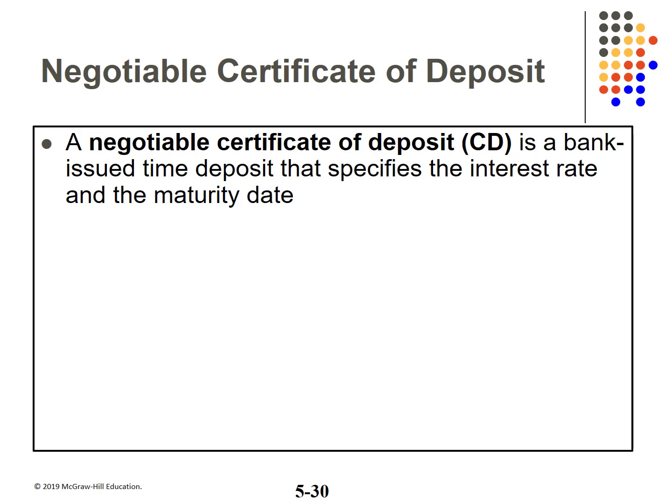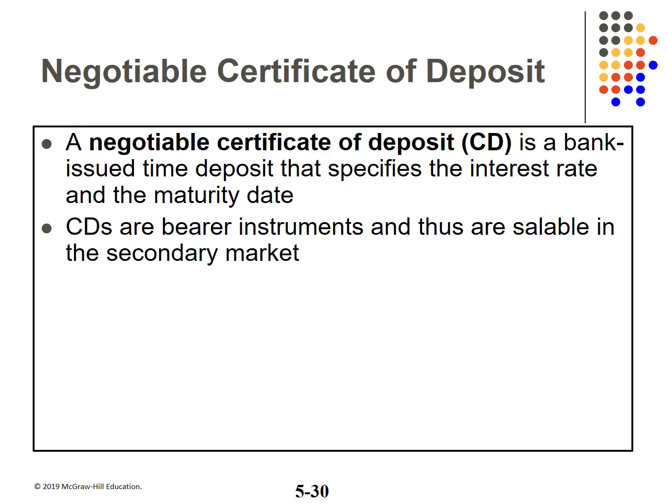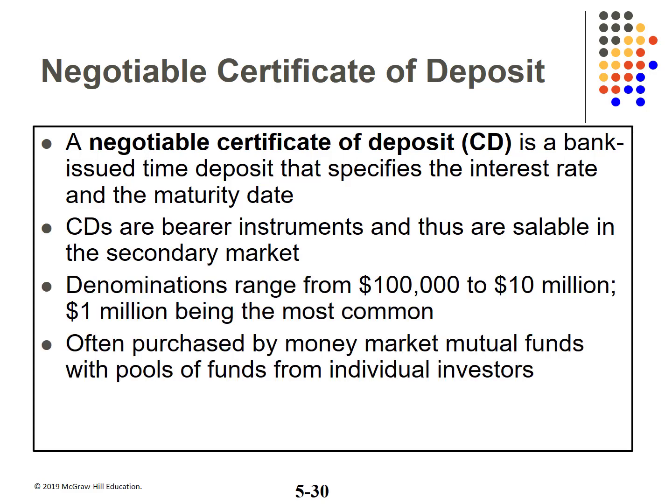Moving on to negotiable CDs. These are bank-issued time deposits that specify both an interest rate and a maturity date. These are bearer instruments, which means whoever has possession can cash them in. They can be sold in the secondary market. Typical denominations, $100,000 to $10 million. They are often purchased by money market mutual funds using pooled funds from individual investors.